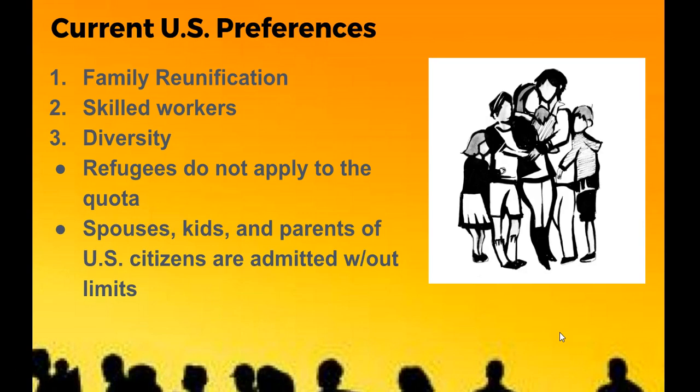Now, we have preferences set in place of who can come into the United States when it comes to migration. Our first preference is family reunification. This is more of that chain migration. Keep in mind if you are a spouse, kid, or parent of a U.S. citizen already. So if you're a migrant here and you become a U.S. citizen, you can send for your entire family without this family reunification quota.